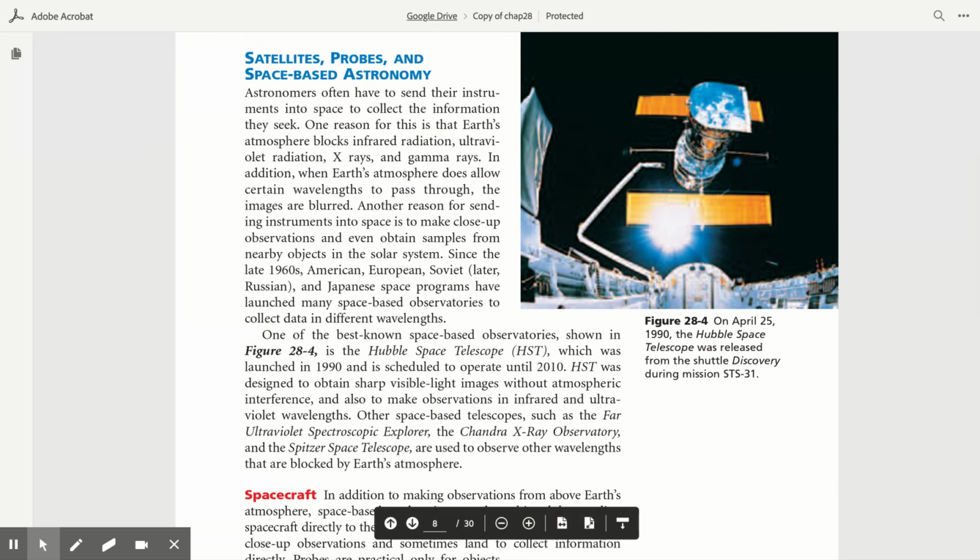Satellites, probes, and space-based astronomy. Astronomers often have to send their instruments into space to collect the information they seek. One reason for this is that Earth's atmosphere blocks infrared radiation, ultraviolet radiation, X-rays, and gamma rays. In addition, when Earth's atmosphere does allow certain wavelengths to pass through, the images are blurred. Another reason for sending instruments into space is to make close-up observations and even obtain samples from nearby objects in the solar system. Since the late 1960s, American, European, Soviet, later Russian, and Japanese space programs have launched many space-based observatories to collect data in different wavelengths.